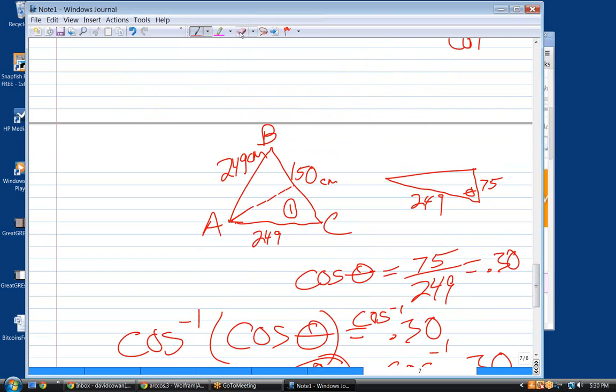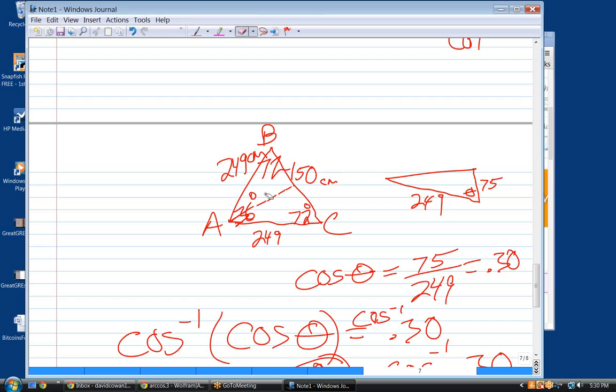And if this angle is 72 degrees, what other angle, the way I've labeled it here, is also 72? Angle B. And that makes 144. This one's got to be 36. Right.